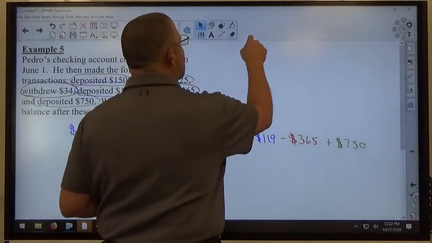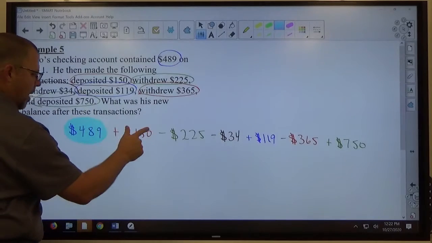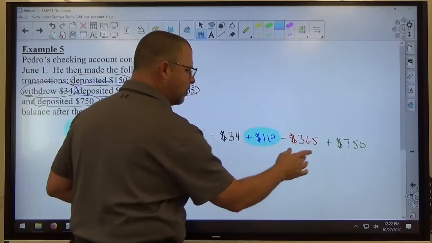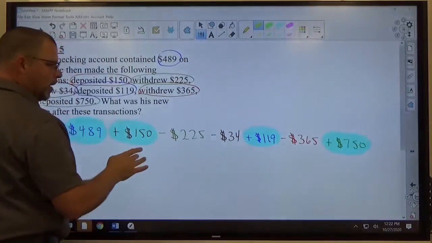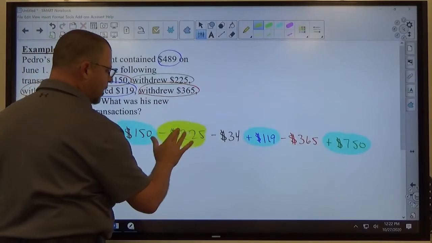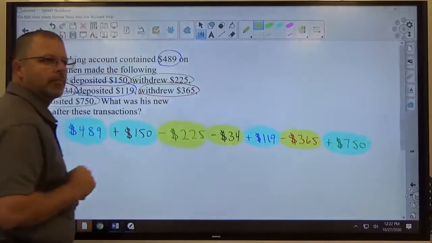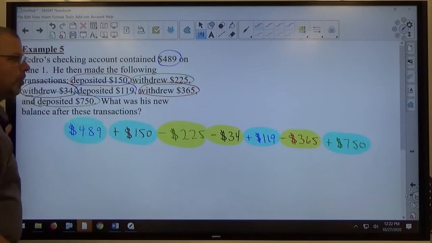If I go through and find all my positive numbers, so positive 489 is positive, positive 150 is positive, positive 119 is positive, and positive 750 is positive. And I find all my negative numbers. Negative 225 is negative, negative 34 is negative, and negative 365 is negative. All the blue highlighted stuff have the same sign, right? When numbers have the same sign, what do we do to them? Add them, right?